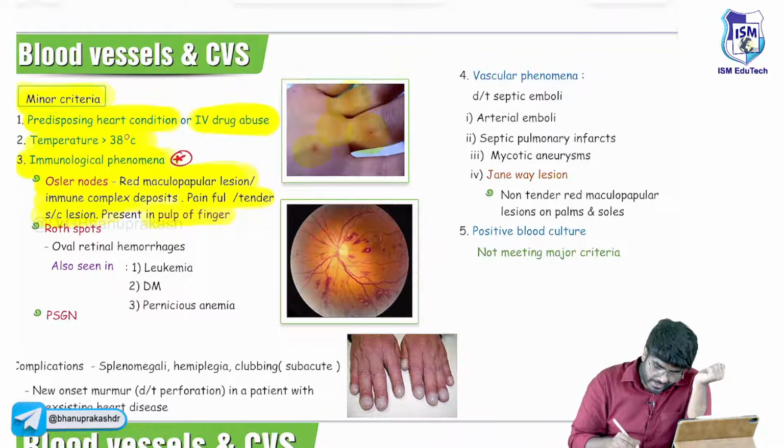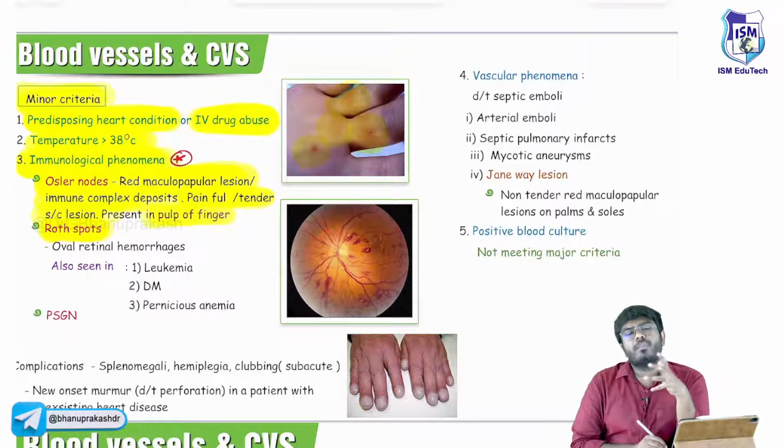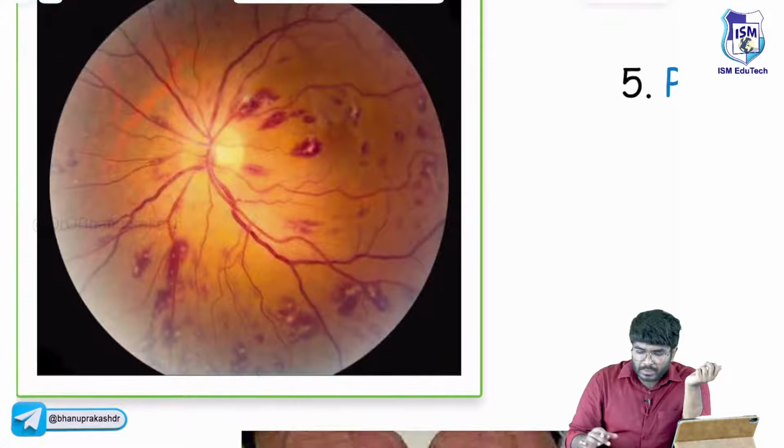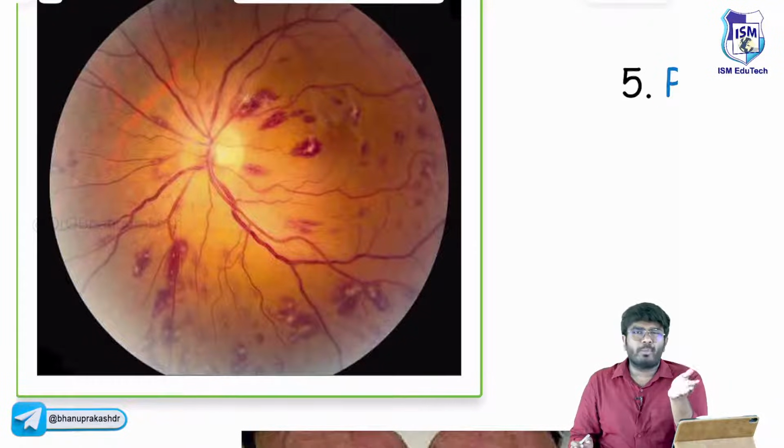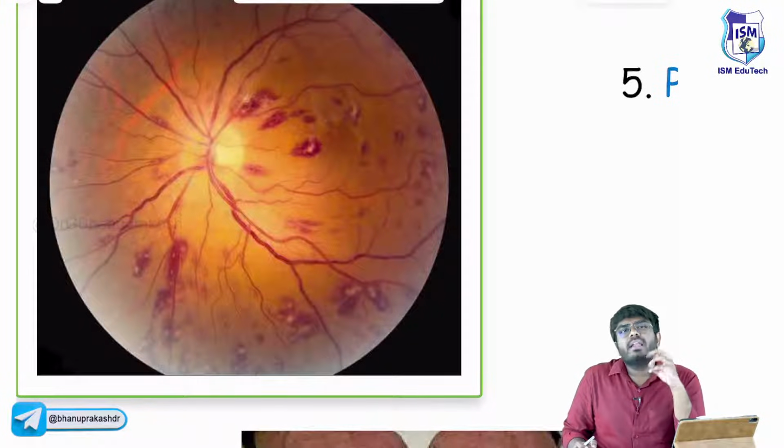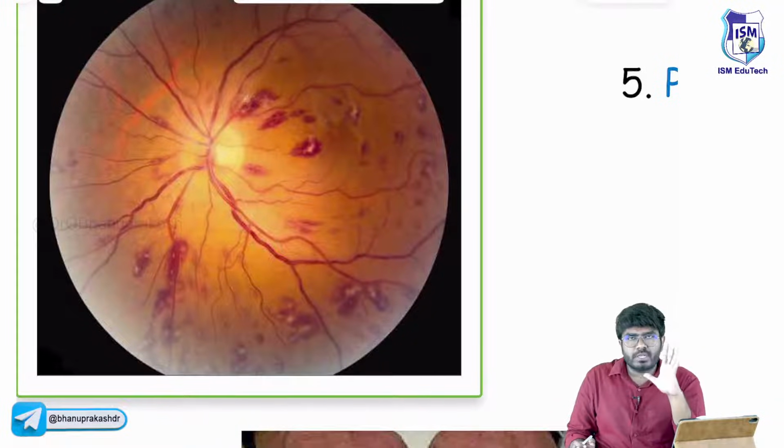Next, Roth spots. What exactly are the Roth spots? The same immune complex depositions are going to deposit in the retina, and these immune complexes will activate the complement and do a lot of mess over there. At the end of the day, retinal hemorrhages will occur because of this immunological phenomenon, the immune complex deposition.